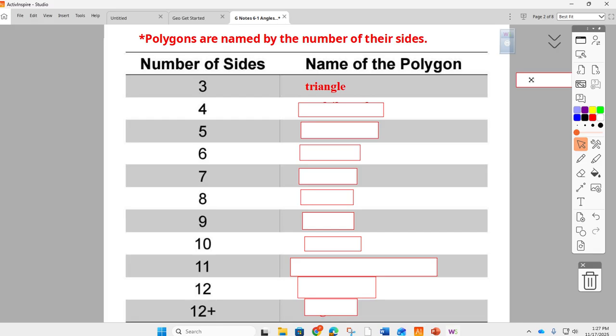Does anybody know any of the other names of a 4-sided figure or an 8-sided figure? Square? Quad is 4. So what is a 4-sided figure called? Quadrilateral, yep. After these two, everything is gon. Gon is the suffix for sides.